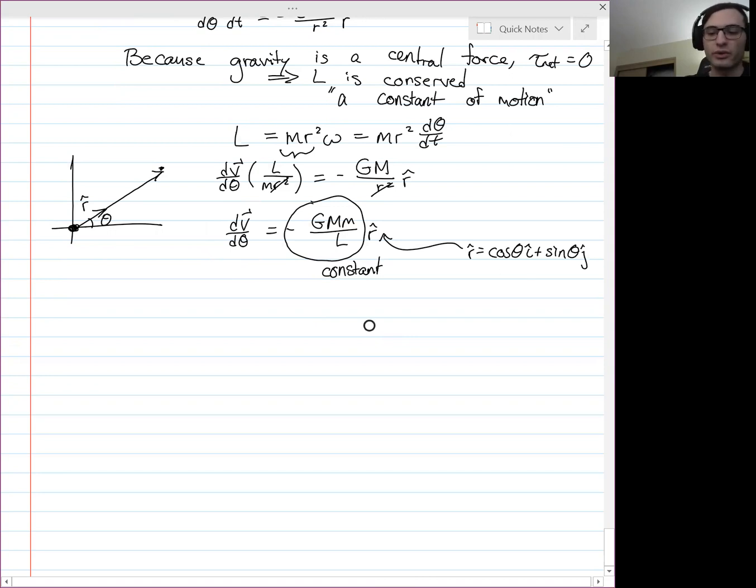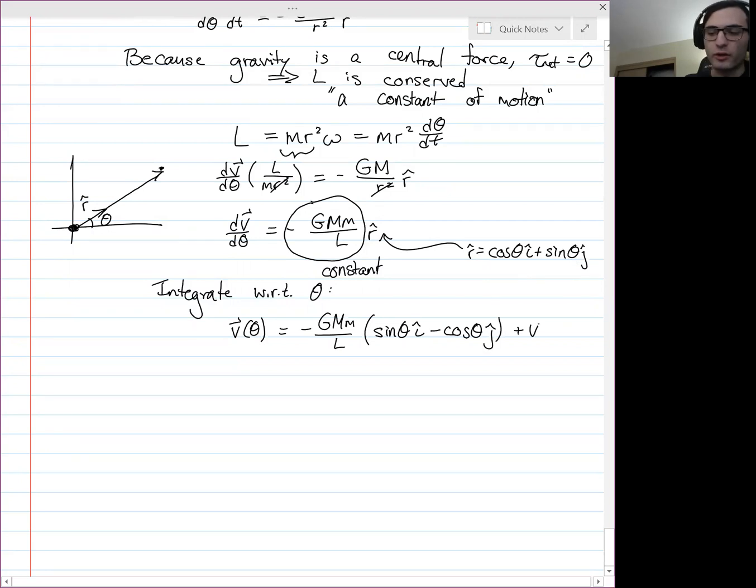So we can just integrate both sides with respect to theta. And what we're left with is that v of theta is minus G capital M little m over L. That was a constant, so I can pull it out from the integral, and I'm just going to integrate this with respect to theta. So it's going to be sine of theta in the i hat direction minus cosine of theta in the j hat direction. And then we need a constant of integration. In this case, it's a vector of integration, as it were, because there are 3 components here.